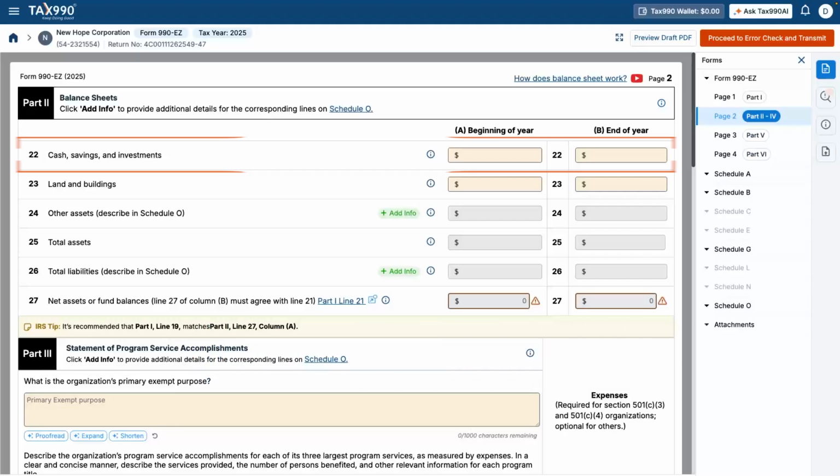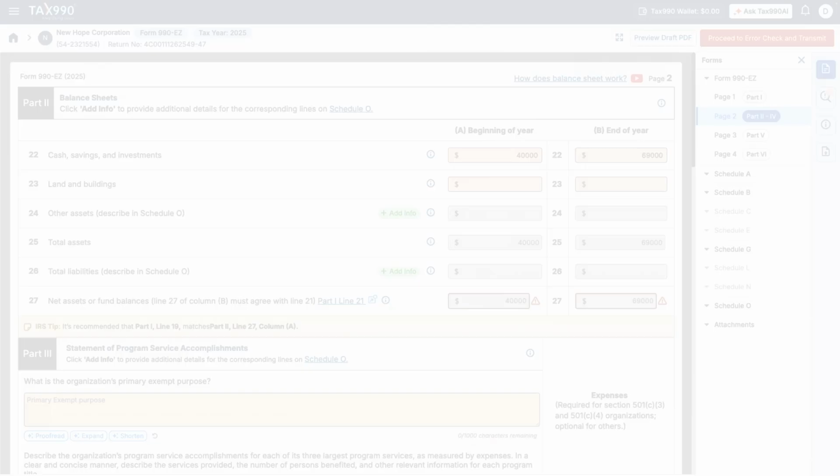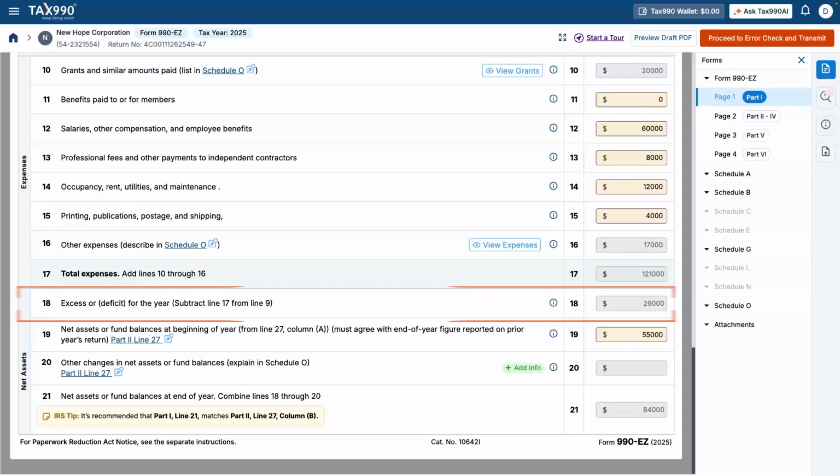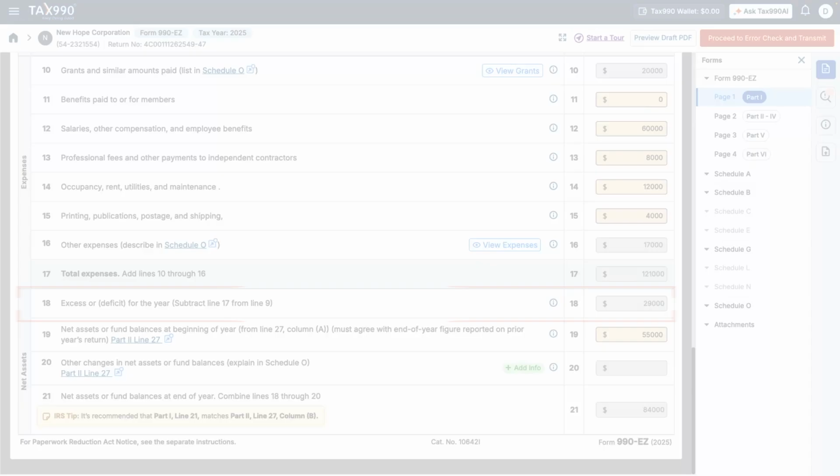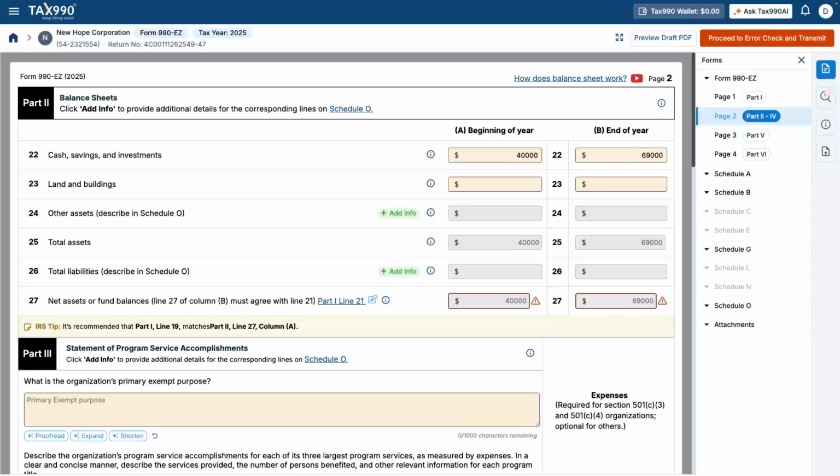Line 22, cash, savings, and investments. This line includes all liquid assets, meaning funds that are readily available. This typically includes checking and savings accounts, investment accounts, and cash on hand. For example, beginning of year, we'll input $40,000. This reflects what the organization had available at the start of 2025. For the end of year, we'll put $69,000. This increase reflects the $29,000 surplus we calculated in part 1. This demonstrates how operational results directly impact cash position.